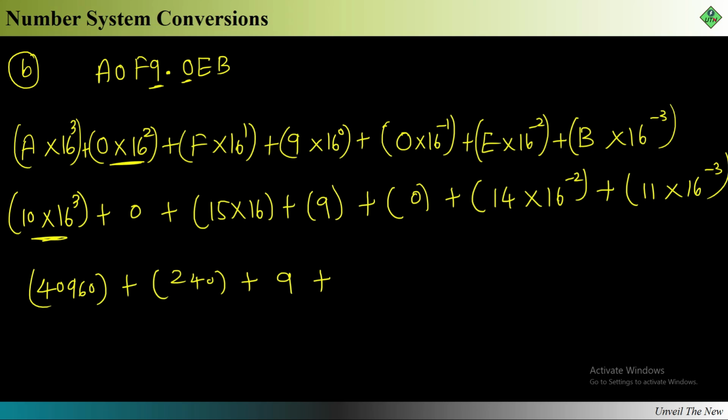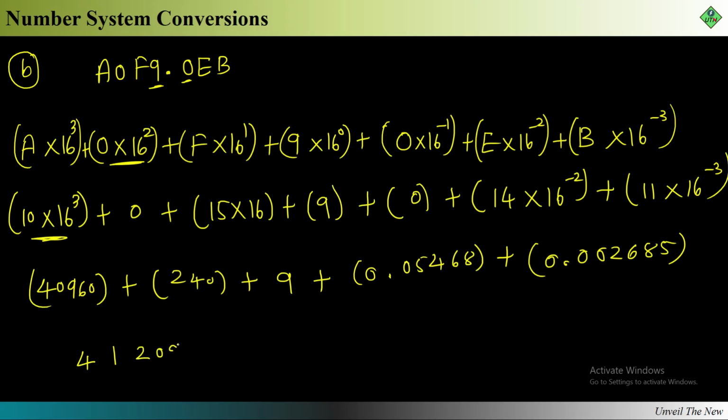Then we have 14 into 16 raised to minus 2. So that is around 0.05468. And finally we are having 11 into 16 raised to minus 3. So that will be around 0.002685. So finally if you add all of them, it will be around 41,209.0572. Okay, so that is why I have told you, for this type of calculation you definitely need a calculator. So with the help of a calculator you will easily do this conversion from hexadecimal to decimal.